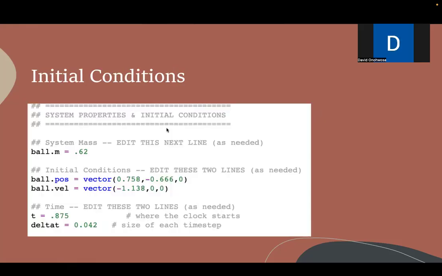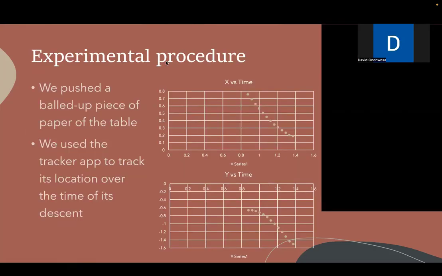Okay, our initial conditions in the code: we just set the mass to the mass of our paper ball, set the initial position and velocity based on what they were at the very start of our video, and then set the time steps to the amount of time that it would skip every time you had a new observation point in the tracker.